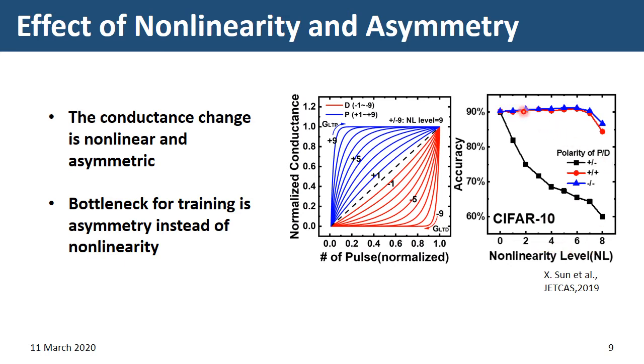However, if the increase and decrease of the weight follow the same kind of trajectory, that means we increase with a positive sign here and decrease with the same positive sign here, then the red curve is positive and positive. If we have this kind of nonlinearity, even up to 6 or even up to 8, the accuracy does not degrade too much if the update is symmetric. So here we identify the key challenge as the asymmetry instead of the nonlinearity.